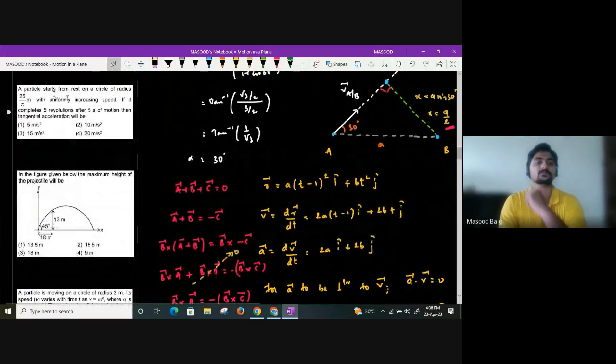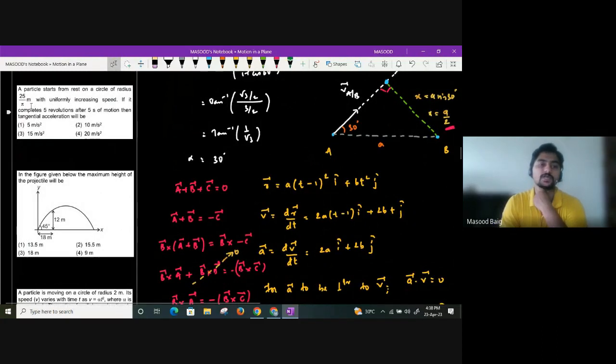A particle starts from rest on a circle of radius 25 by pi meter with uniformly increasing speed. Speed is changing here. If speed is not changing, it is uniform circular motion. Whenever speed keeps on changing, it will be non-uniform circular motion. So what they are saying is it is completing 5 revolutions after 5 seconds of motion. Then tangential acceleration will be.